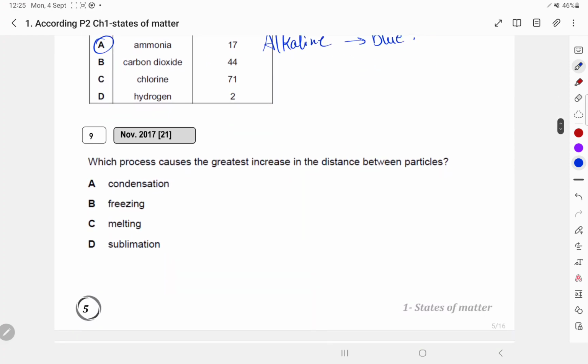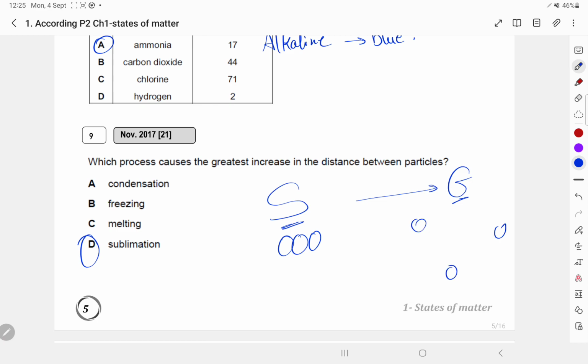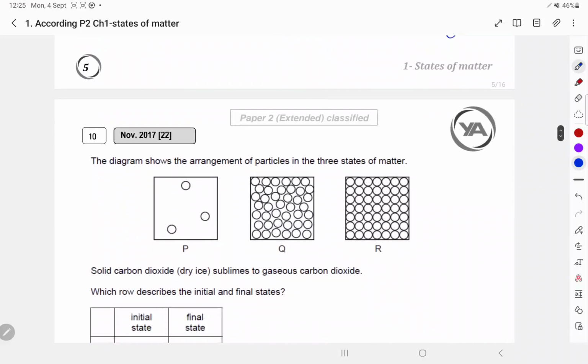Which process causes the greatest increase in distance between particles? Actually, it is sublimation, because it is direct change from the solid state to the gas state. In the solid state, the particles are very close to each other, touching, but in the gas state, they are very far away from each other. So this is the largest increase in distance.